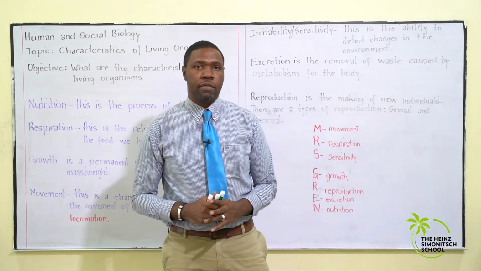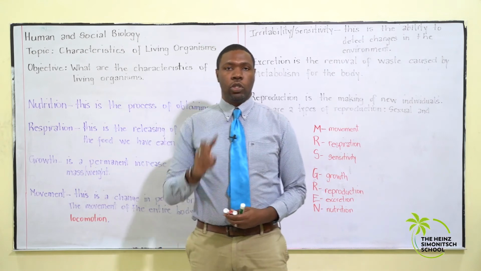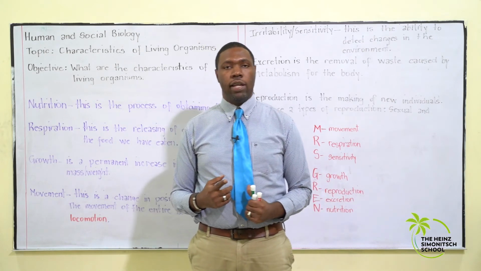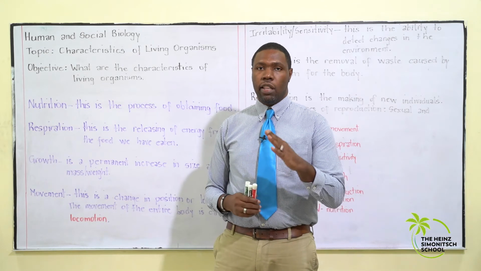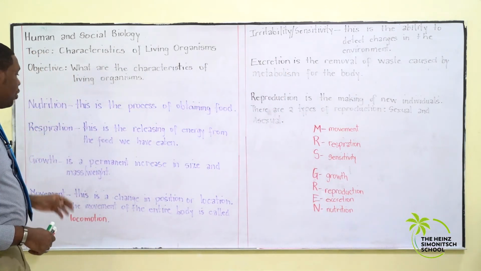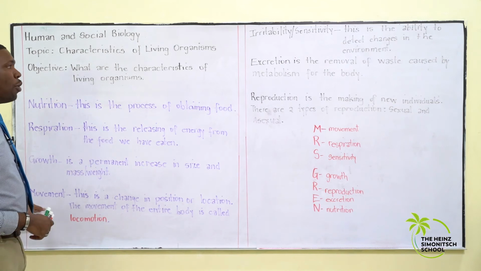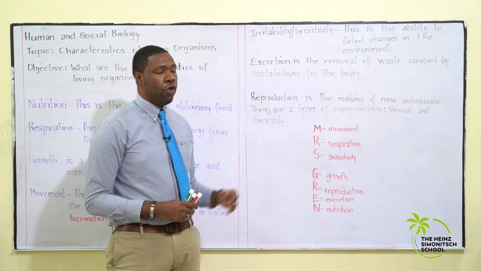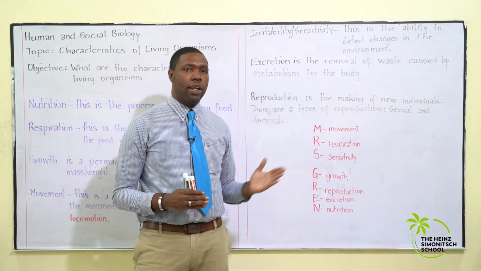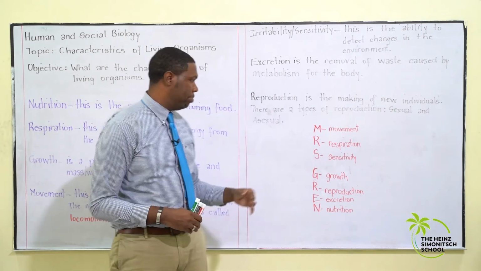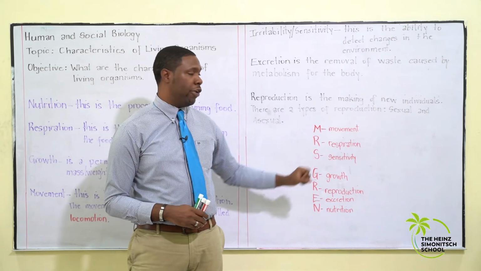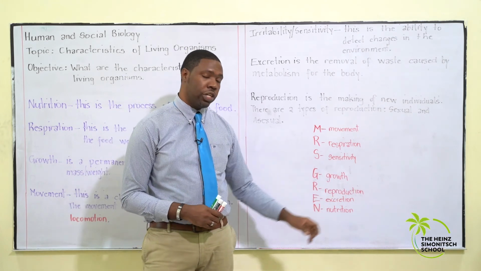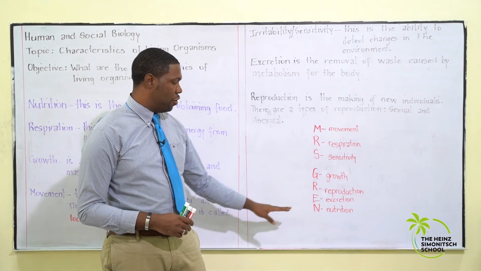Now let's do a quick recap. Everything in our environment can be placed into 2 groups: living organisms or a non-living thing. All living organisms must display 7 characteristics. These are nutrition, respiration, growth, movement, irritability or sensitivity, excretion, and reproduction. And we can always remember these 7 characteristics by thinking about Mrs. Gren. M for movement, R for respiration, S for sensitivity, G for growth, R for reproduction, E for excretion, and N for nutrition. All right?